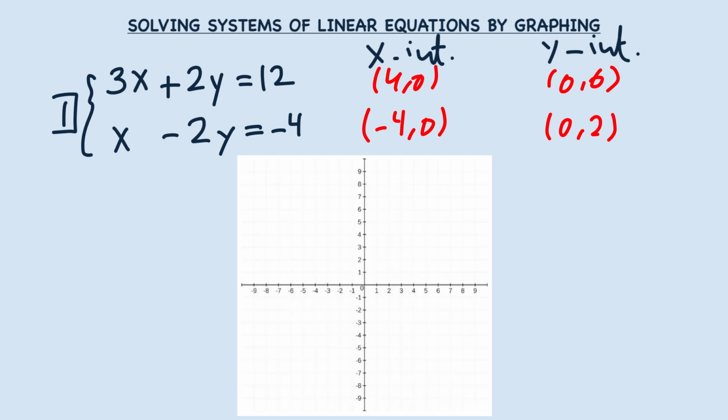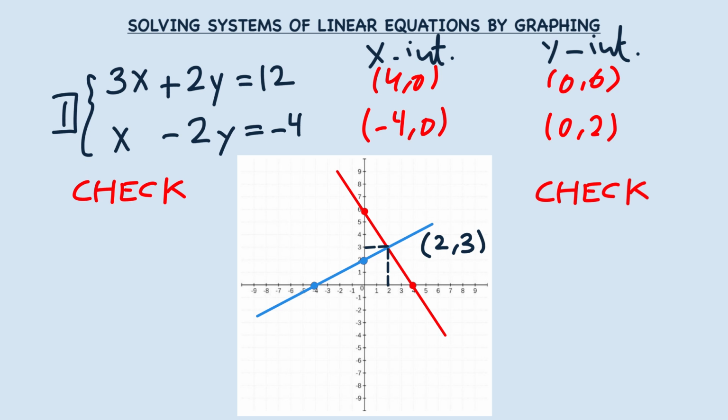The next step is to plot these points on the coordinate system. Let us start with the first equation and the first point, which is the x-intercept. We have the point (4, 0), which is this one, and the point (0, 6), which is this one. Next, I have to draw a line between these two points. And for the second equation, we have (-4, 0) and (0, 2). Now we simply draw a line between these two points. The intersection point between these two lines, which is (2, 3), is the solution to the system.